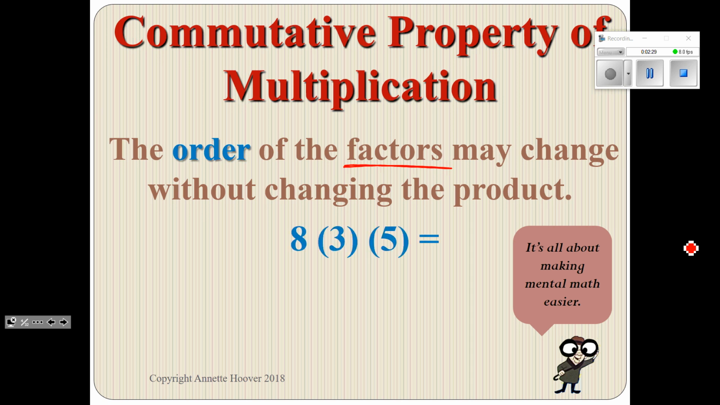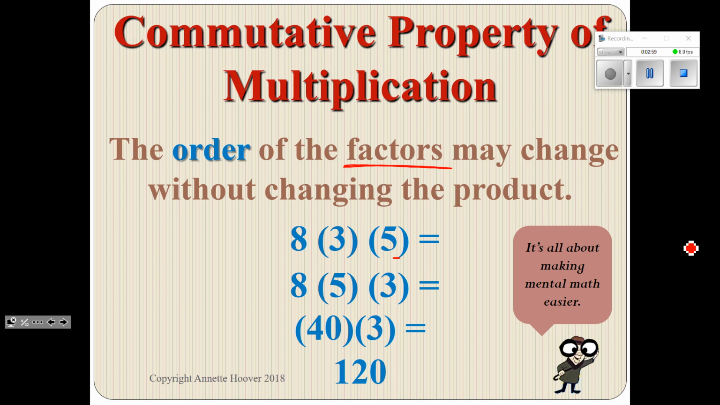Okay, I can go left to right here, and I can say 8 times 3 is 24, and then 24 times 5 is a little harder mentally. But when I look up here, I know that when I multiply 8 times 5, that makes 40. And if I can do 40 times 3, I know that 3 times 4 is 12, and then I add a 0, and it's 120. So that was much easier for me to do than trying to do 8 times 3 and then times 5. So it's all about making it a way that you can do it mentally.